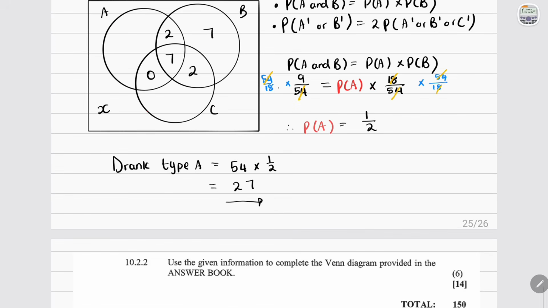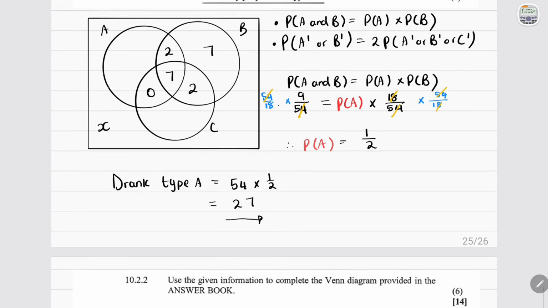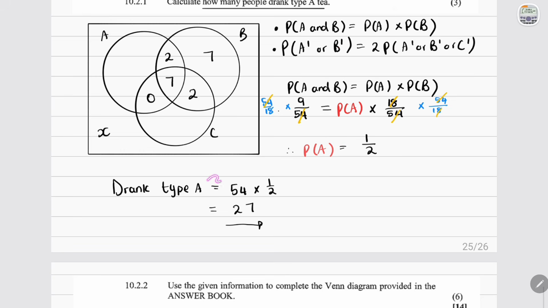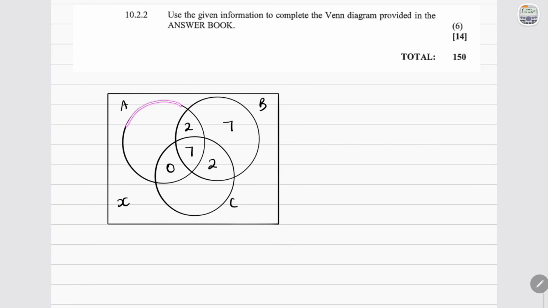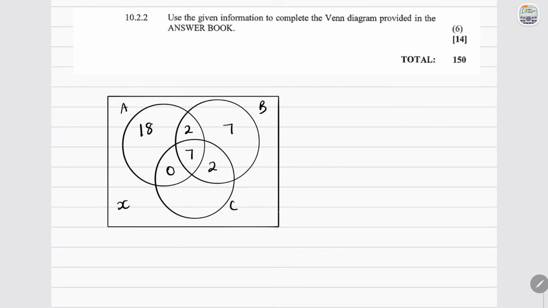You see in the previous question, we found out that the total number of people who drank type A was 27 people. So it means that this entire circle should add up to 27. And so we can just say 27 minus the 2 and the 7, and of course the 0 is nothing. So minus 7 is already 20, minus 2 is 18. So that means there are 18 people here, and this is what we have so far.